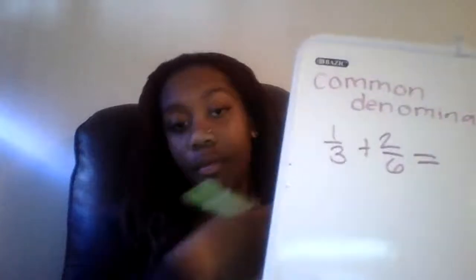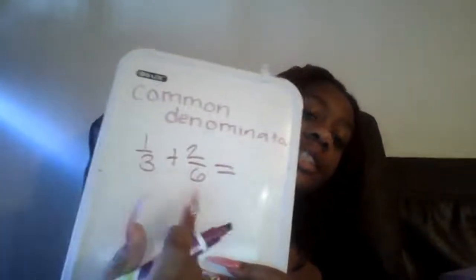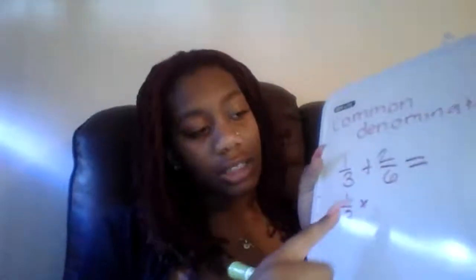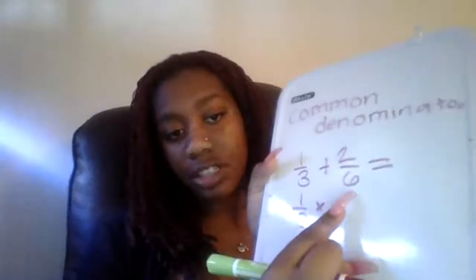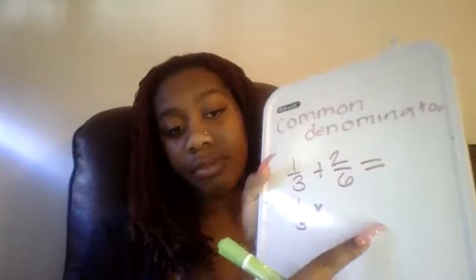Now for this one, to get 3, you can either make 3 into 6 or 6 into 3. I'm going to make 3 into 6 because that's the easier way. So what I have to do, remember, I need this number to match this number. So I have to figure out 3 times what is going to give me 6.